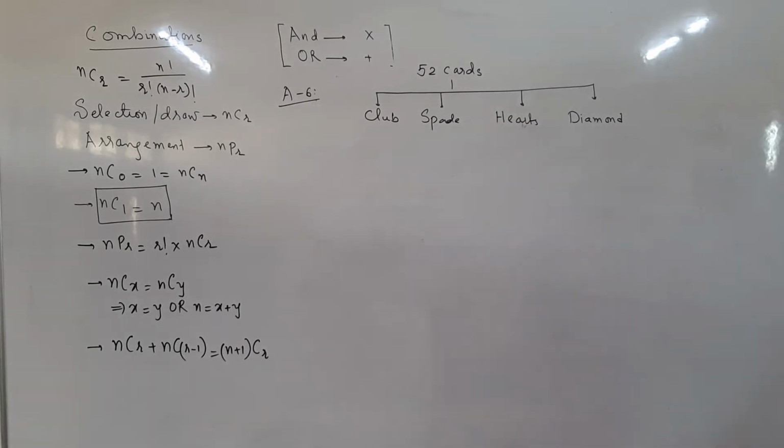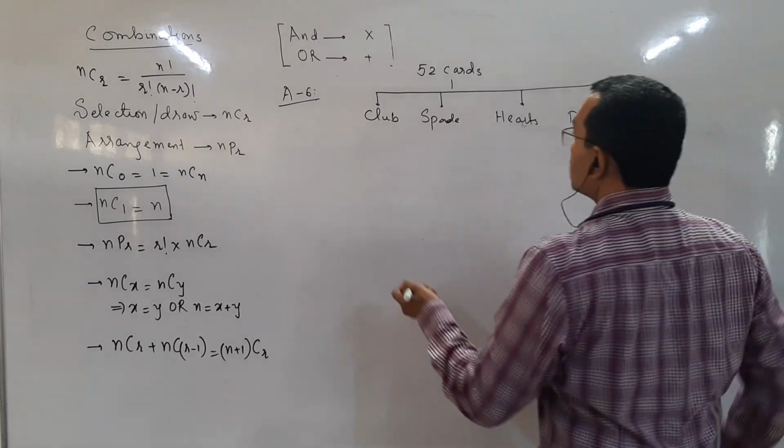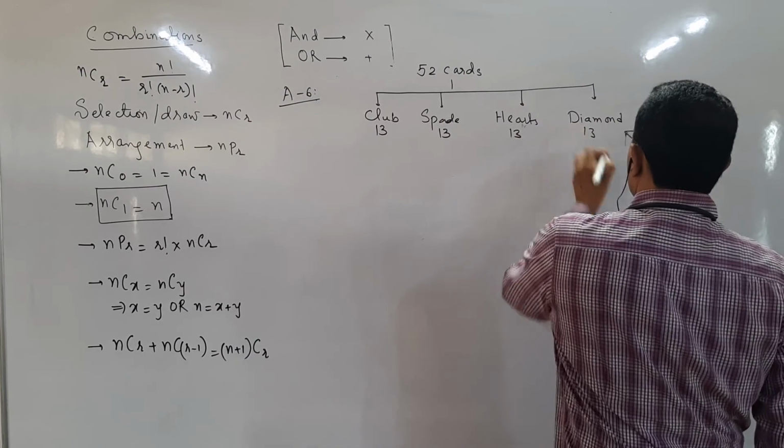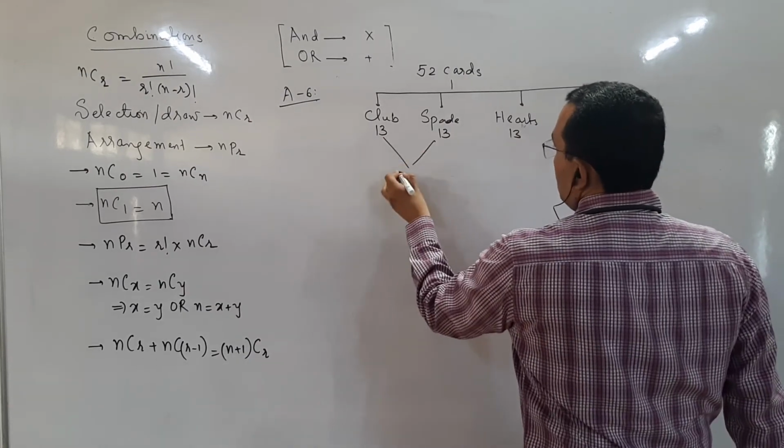In a pack of 52 playing cards, students, there are 4 suits. Remember this. These are the basics of playing cards, and every child in permutation and combination must understand this, because this is directly applied in probability. We have 13 cards of club, 13 of spade, 13 of heart and 13 of diamond.